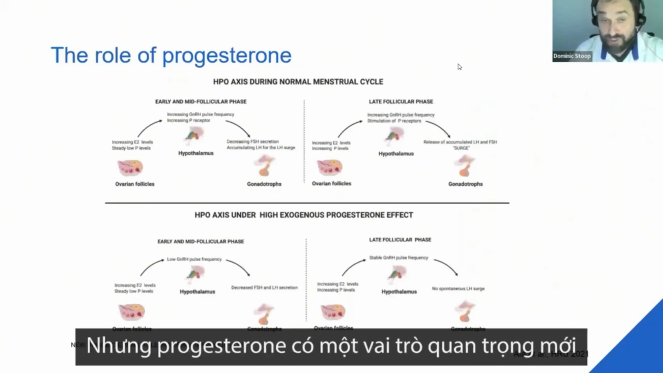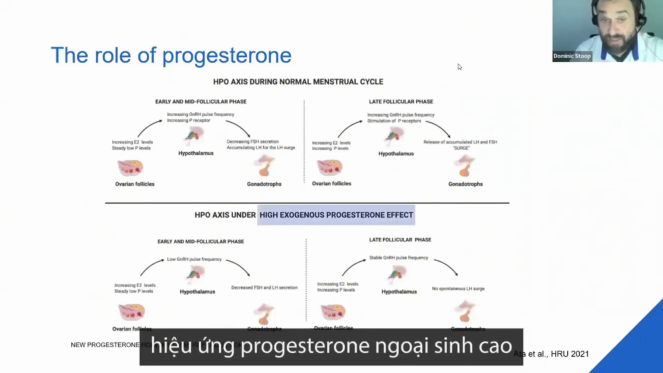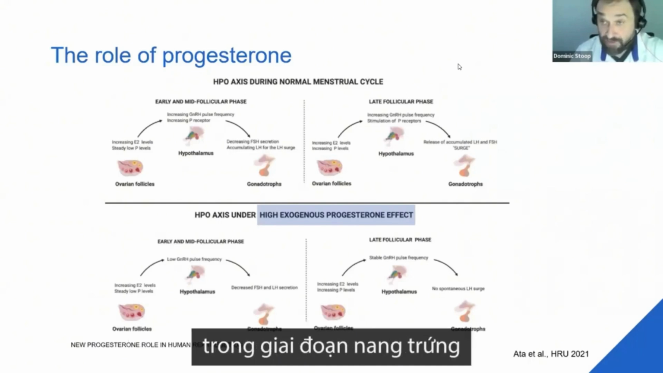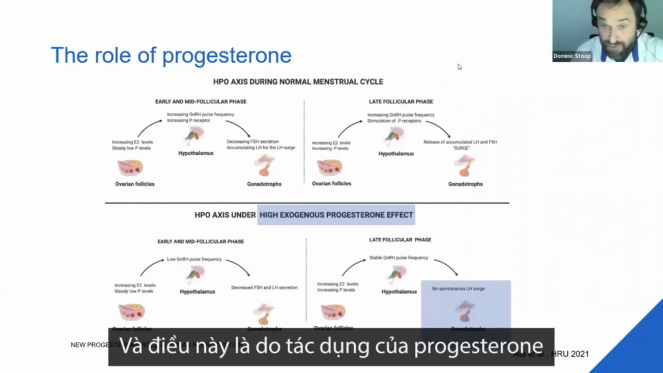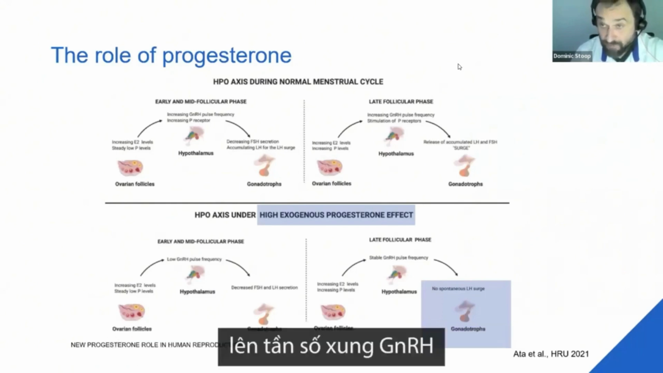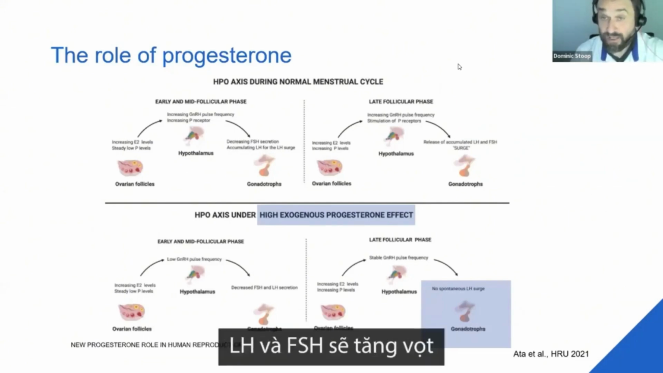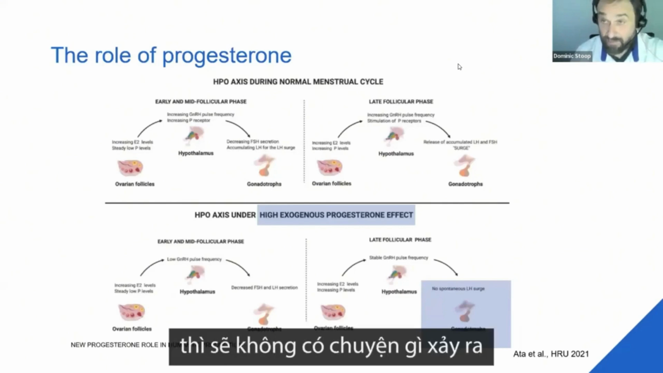There's another way that progesterone has a new important role in the follicular phase, and this has everything to do with the high exogenous progesterone effect. We can administer exogenous progesterone to our patients in the follicular phase during ovarian stimulation. And what does it do? You can see it here on the lower right side: it will prevent the LH surge. This is because of the effect of progesterone on the GnRH pulse frequency. If the pulse frequency goes up, as you can see above on the slide, you will have an LH and FSH surge and ovulation. If it's stable, nothing will happen.